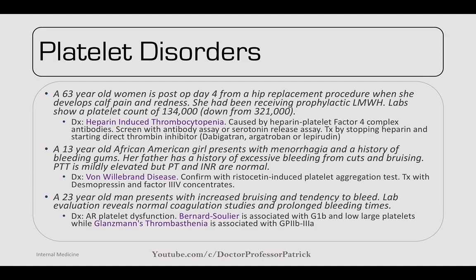lepirudin. Next, we've got a 13-year-old African-American girl who presents with menorrhagia and a history of bleeding gums. Her father has a history of excessive bleeding from cuts and bruises.